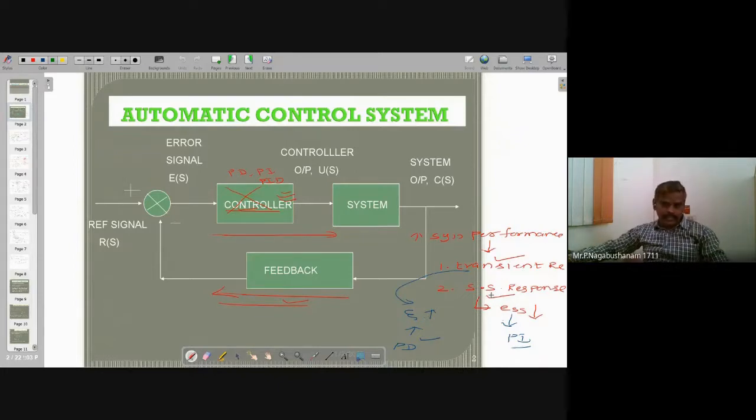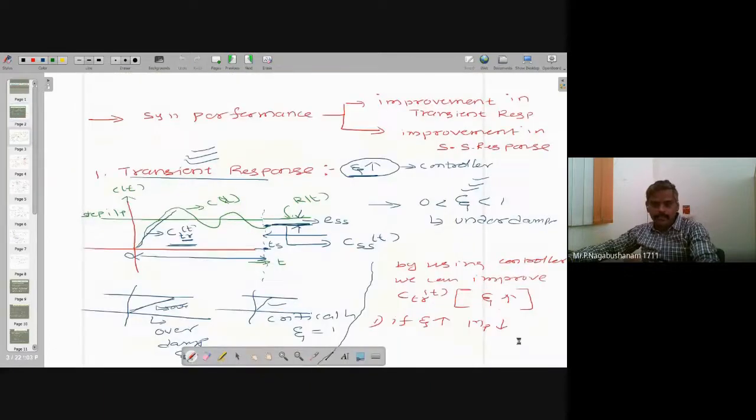Then how can we improve the steady state response? Steady state means we can reduce the error. If you reduce the error, then the steady state response is good and the loss will be less. If you want to reduce the loss, we go for a PI controller. We will see it with a small derivation.